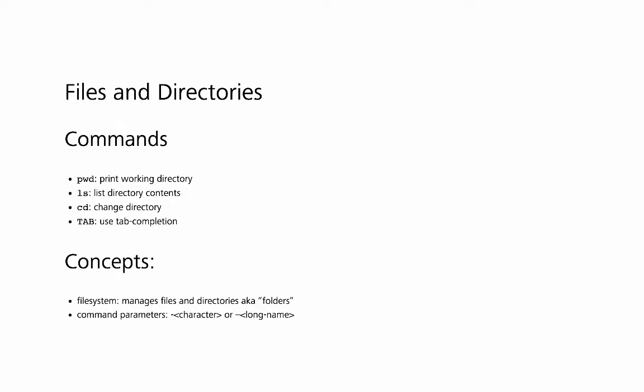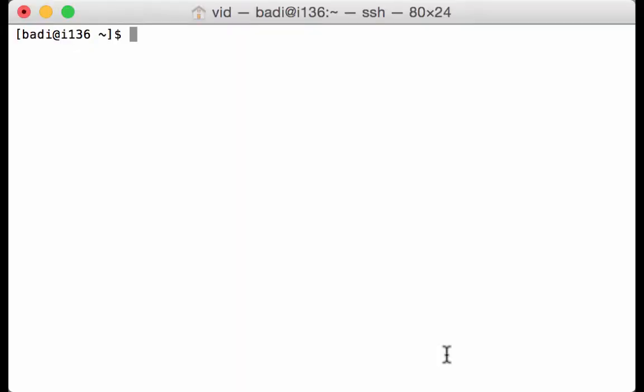The file system is the part of the operating system responsible for managing files and directories. Files hold information, and directories may point to other files and directories. Naturally, there are some shell commands to interact with the file system. One useful command is pwd, which stands for Print Working Directory. Let's execute it and see what happens.